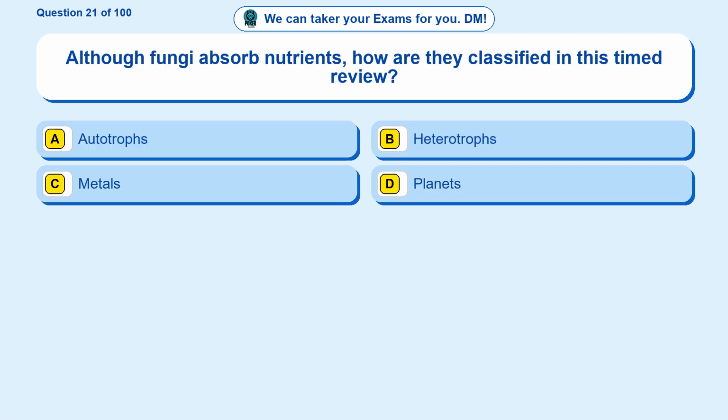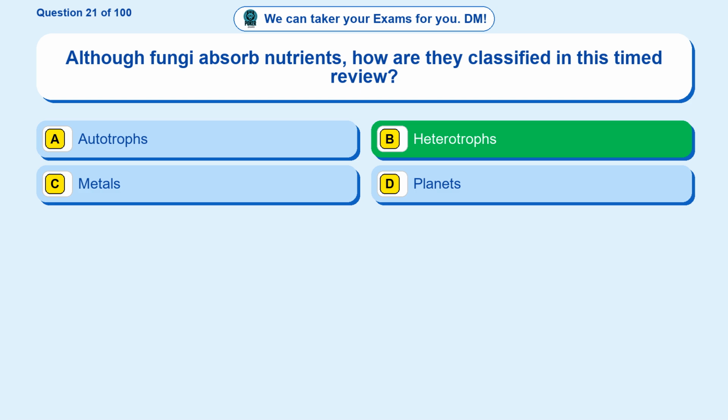Question 21. Although fungi absorb nutrients, how are they classified in this timed review? Option A. Autotrophs. Option B. Heterotrophs. Option C. Metals. Option D. Planets. The correct answer is option B.